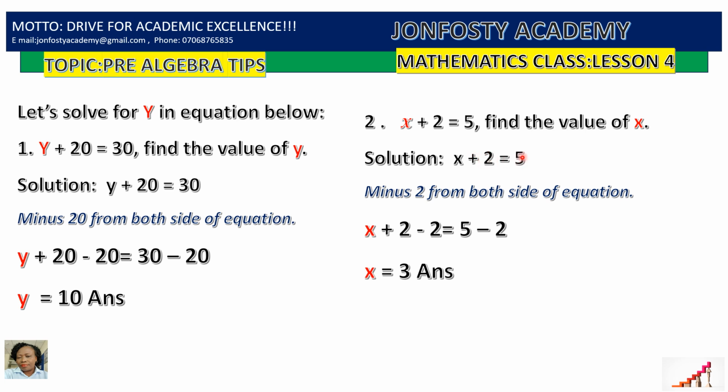of this equation. So minus 2 from both sides of this equation, you will get x plus 2 minus 2 equals 5 minus 2. X is equal to 3, because when we do plus 2 minus 2, we get 0. We'll bring down that x and we'll bring down that equal sign, and we'll solve 5 minus 2 to get 3. And 3 is the value of x in this equation.